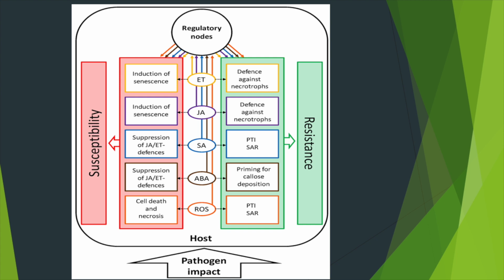You have the ethylene pathway, the jasmonic acid pathway, the salicylic acid pathway, the abscisic acid pathway, and the reactive oxygen species pathway. All these pathways will interfere, and finally they will either produce systemic resistance or induce systemic resistance, and finally result in either resistance to the pathogen or susceptibility to the pathogen once the pathogen attacks.